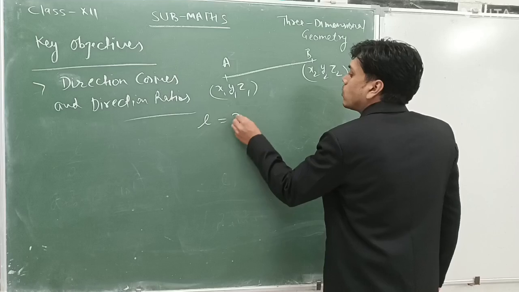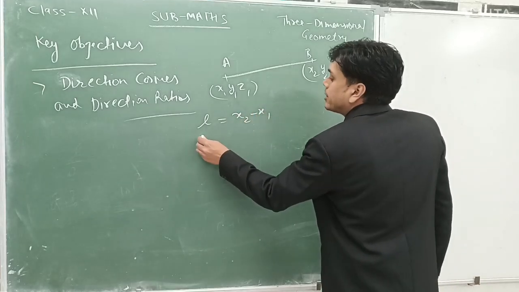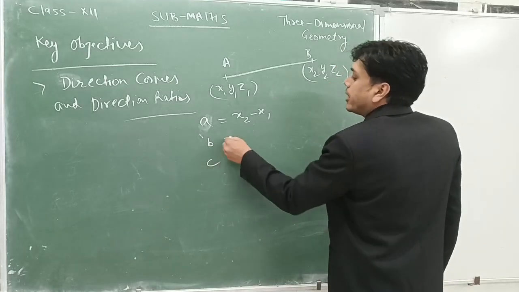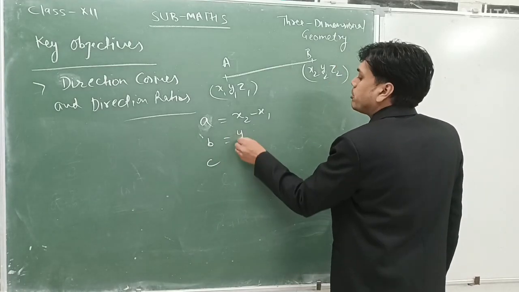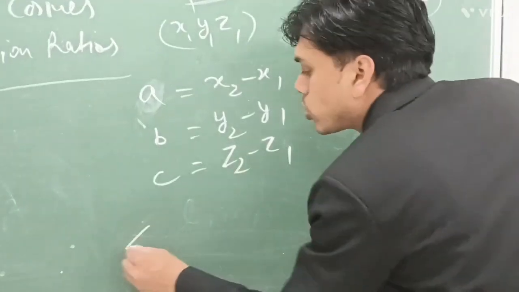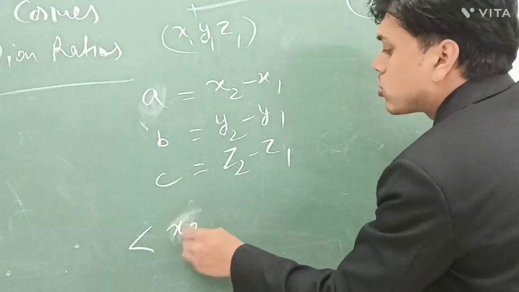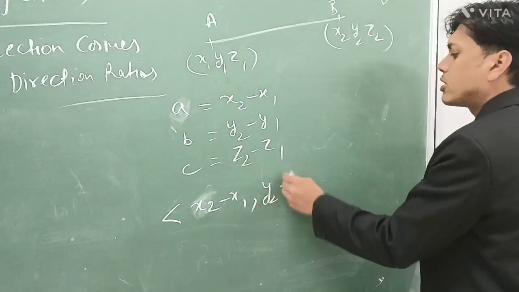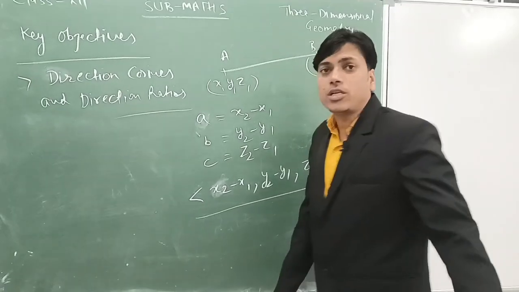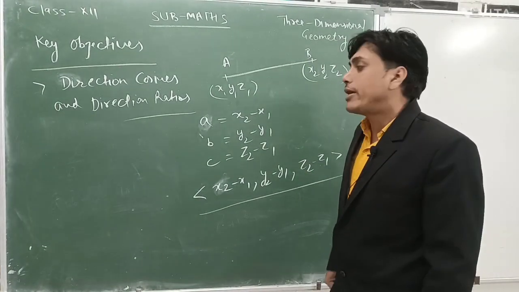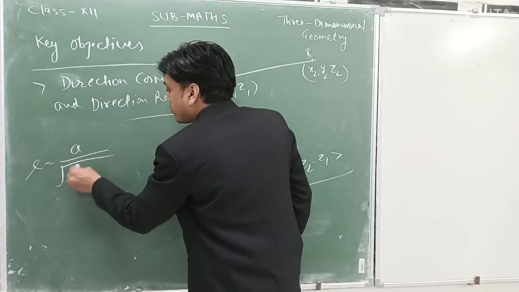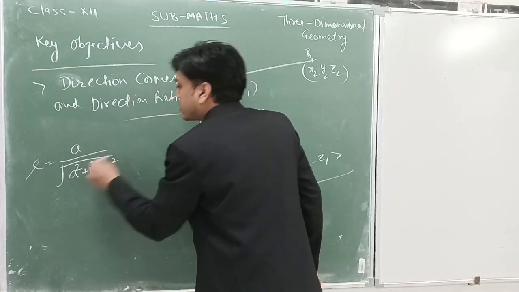Direction ratios we will find as a, b, c. a will be equal to x2 minus x1, b will be equal to y2 minus y1, and c will be equal to z2 minus z1. So the direction ratios will be x2 minus x1, y2 minus y1, z2 minus z1. These are the direction ratios. But how will we find the direction cosines? Then l can be found by a divided by the square root of a square plus b square plus c square.